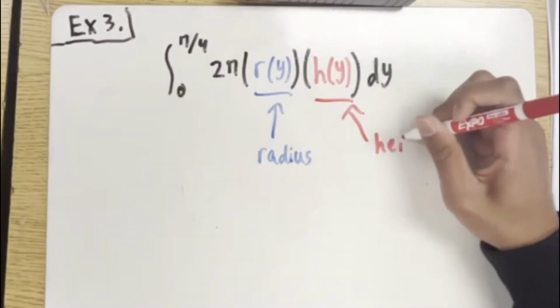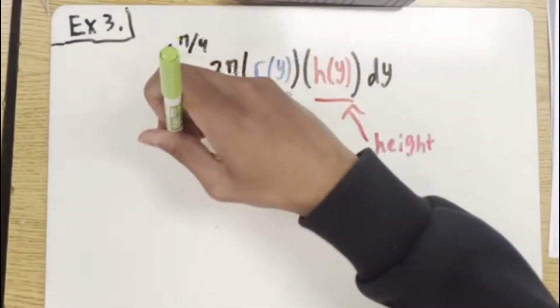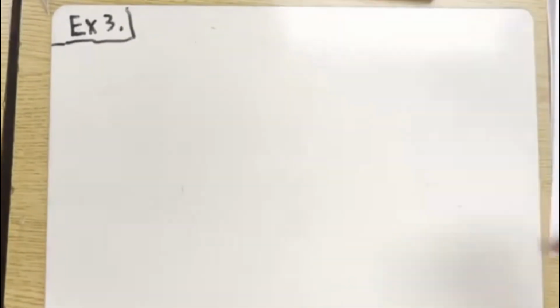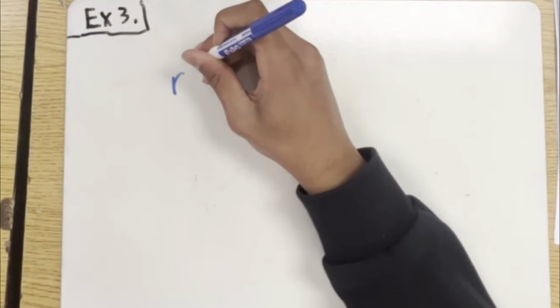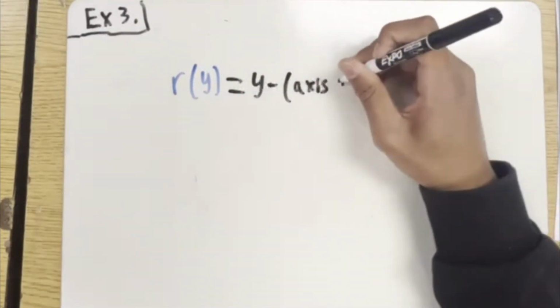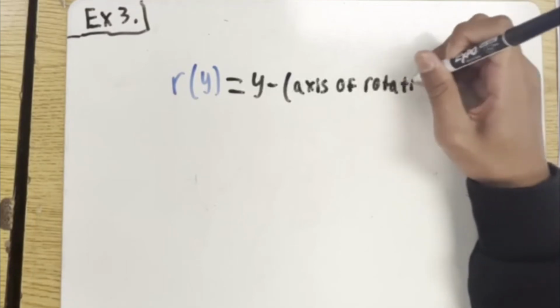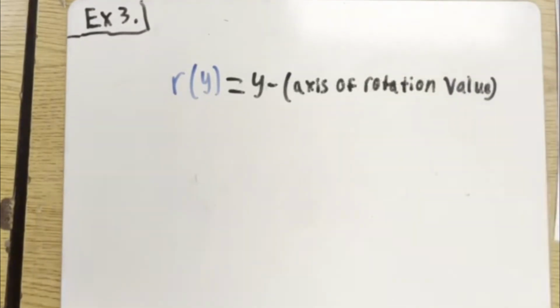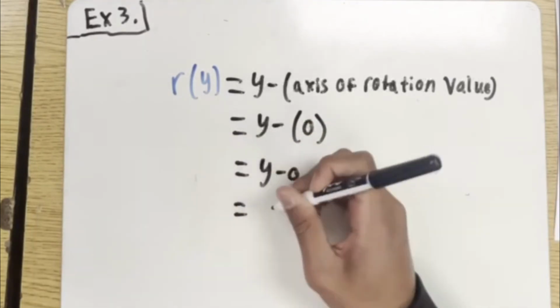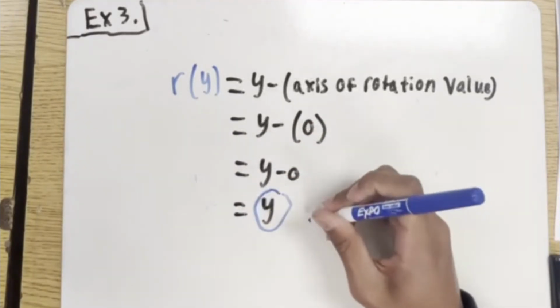Now we will look for the radius function and the height function. To get the radius function, use this format: y minus the axis of rotation value. The axis of rotation value is 0 here, so the radius will simply be y.